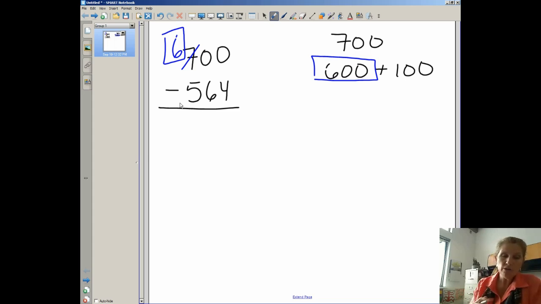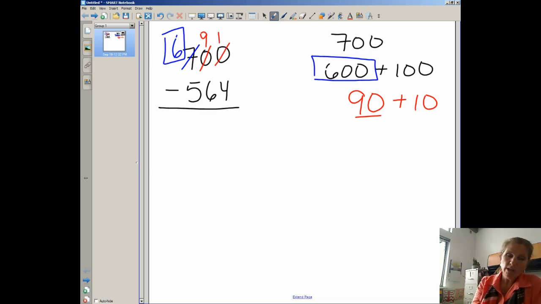And how the other 100 is going to go is I'm going to give 90 to the first column, and I'm going to give 10 to the second column. So that 100 is broken up into 90 and 10. So over here, I'm going to say instead of 0 tens, I have 9 tens. That's where I gave that. And then over here, instead of having 0, I'm going to give 1 10 to that. 90 and 10 makes up 100. So I took the 100 that I borrowed and I broke it up into the parts, and now I'm ready to subtract.